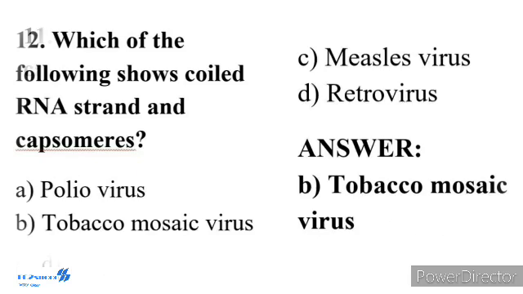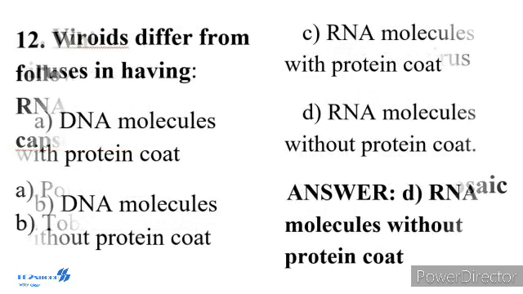Question number 12, which of the following shows coiled RNA strand and capsomeres? Option A, poliovirus. Option B, tobacco mosaic virus. Option C, measles virus. Option D, retrovirus. So the correct answer, option B, tobacco mosaic virus.